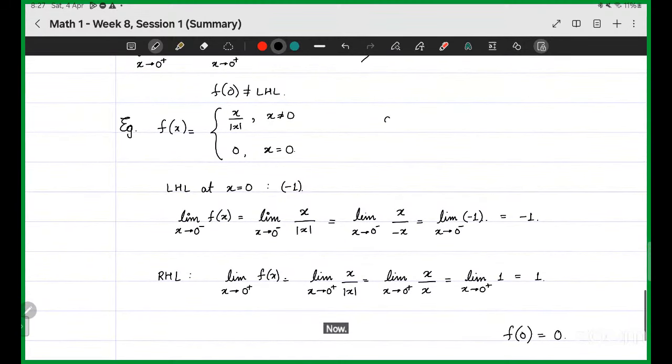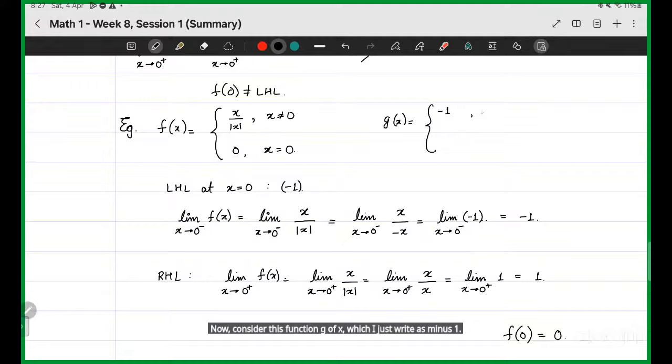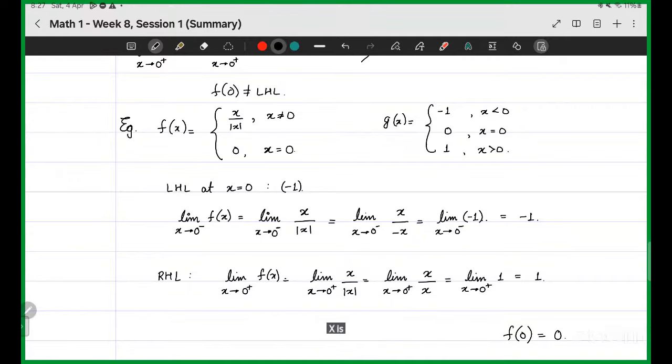Now consider this function, g of x, which I just write as -1 if x is less than 0, 0 if x is equal to 0, 1 if x is greater than 0. Do you see that f and g are the same? Yes, sir. Right? Now, if it was not written in this form, if you were given g, would you be more comfortable with the computation of the left hand limit and right hand limit?